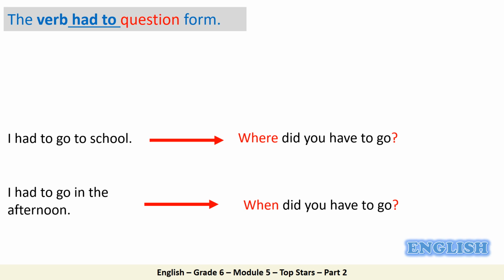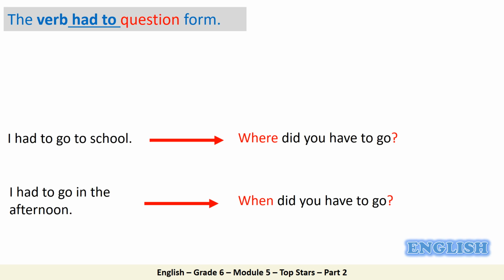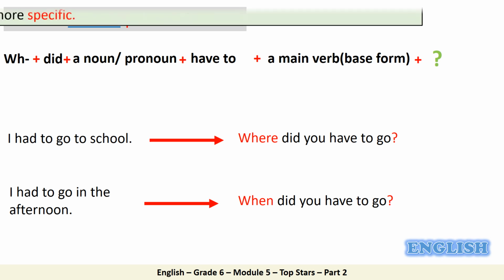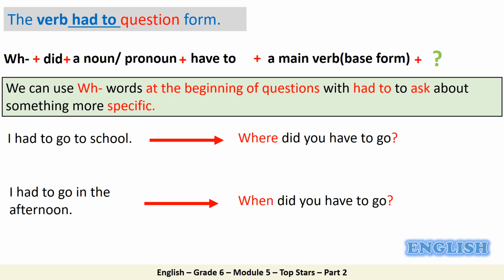So, what did we do? We started with a WH word and did, and then a noun or a pronoun, and after that, have to and the base form of the main verb, and finally the question mark. Now, what's the difference between this type of questions and the previous one? Great! The difference is that we use this type of questions when we want to ask about something more specific.